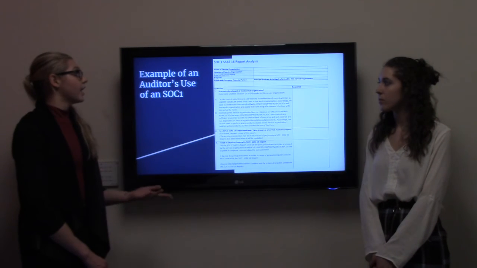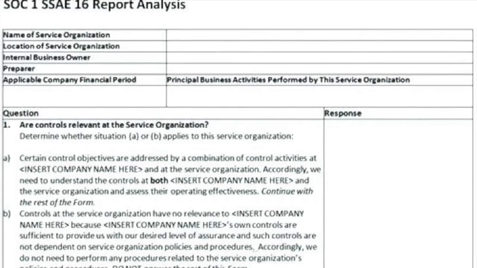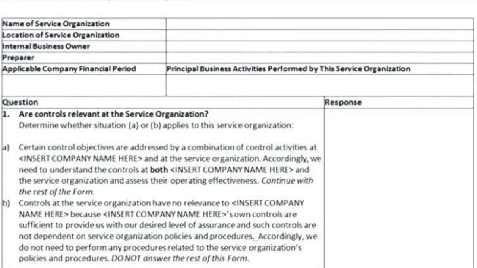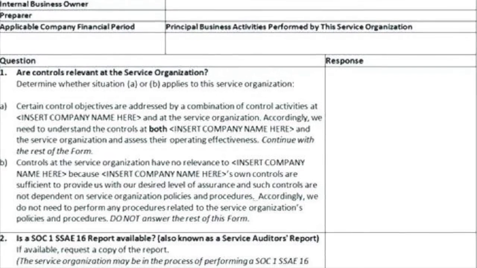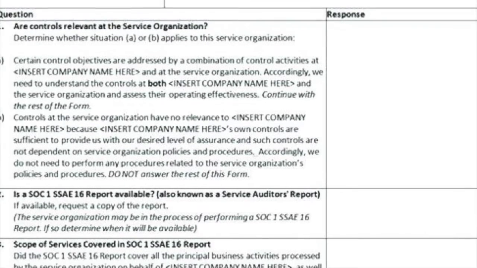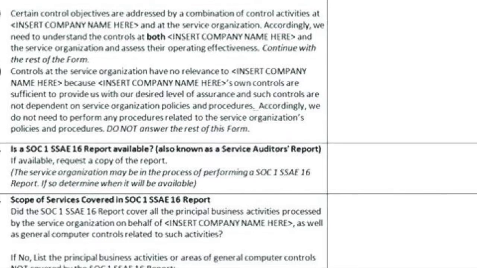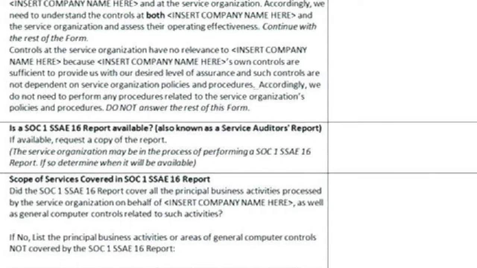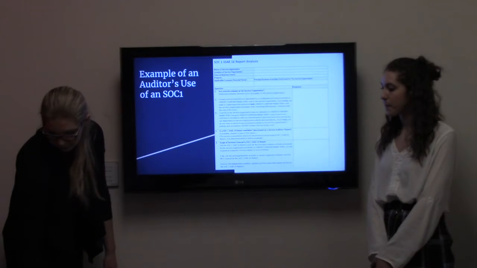This is an example of how an auditor might use a SOC1 report. They might ask first whether controls are relevant at the service organization, or the third party where the inventory is on hand, and then review the SOC or SSAE 16 report to understand how the control system operates at that third party and whether it is strong enough for their audit opinion.